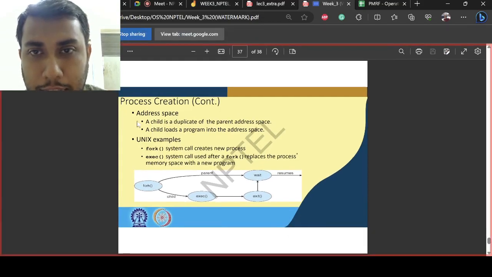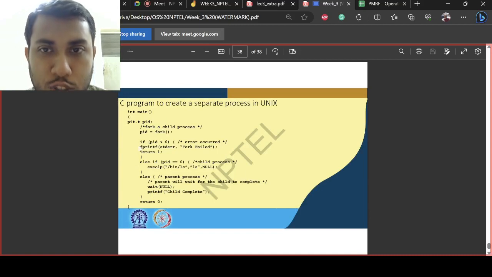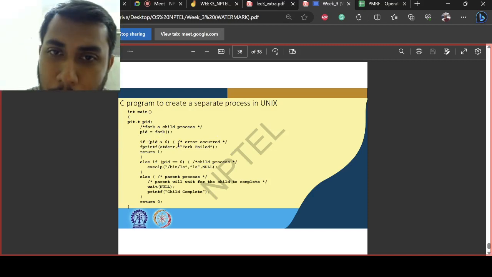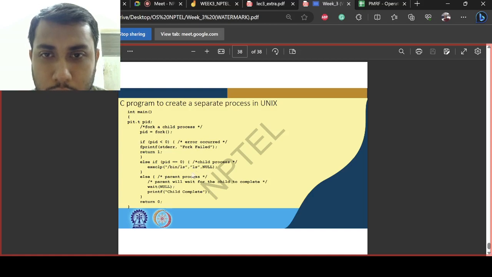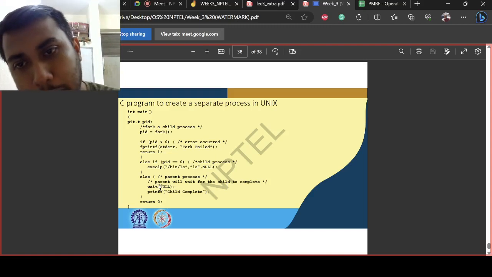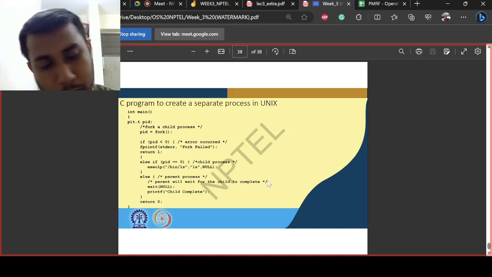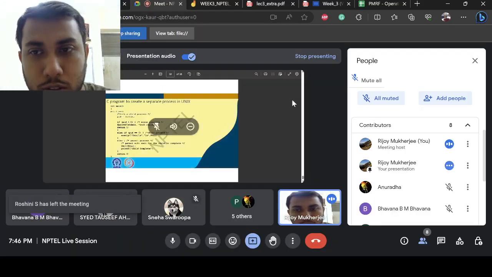Okay, so there are these address space fundamentals, and here is a simple C program which is used to create a process. So here is your fork. This part is executed by the child process, and this part is executed by the parent process. This wait is basically the parent waiting for the child to complete, but it is not necessary that the parent has to wait for the child to complete. Okay, any doubt?